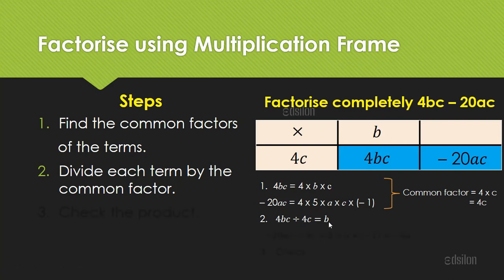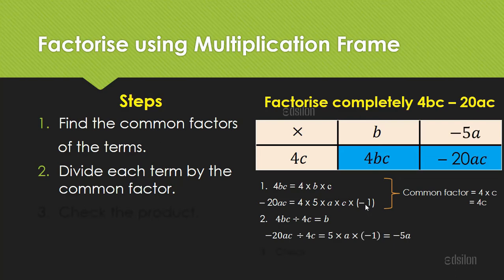How about negative 20ac divided by 4c? Negative 20ac divided by 4c. What are the remaining factors? The factors are 5 times a times negative 1. That gives us negative 5a. And we fill in negative 5a in this box here.